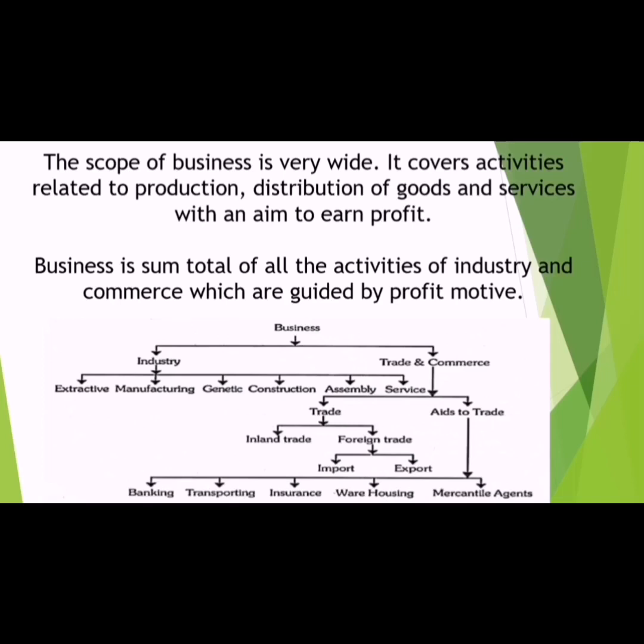Now shortly you can say business is the sum total of all activities of industry and commerce which are guided by profit motive. So the combination of commerce and industry is business. Now you can see on your screen a chart which will guide you to understand business divided into industry and commerce and further classification of industry and commerce as well.